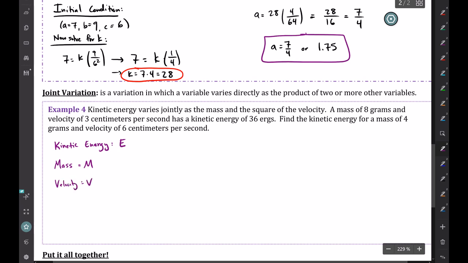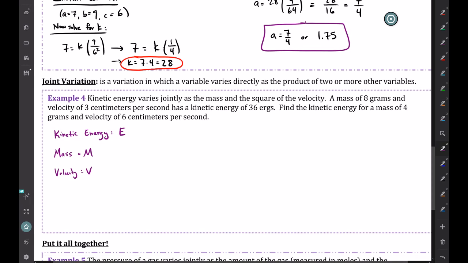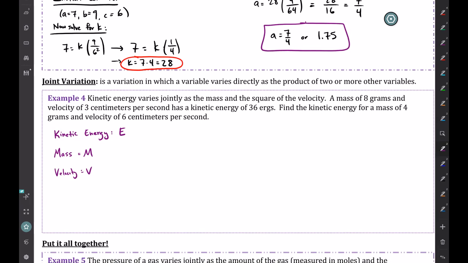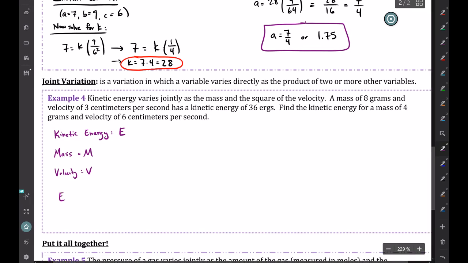And so now I'm looking for a joint variation. It says that energy E varies jointly, so I know I'm going to have a K there, as the mass and the square of the velocity. So that's M and then V squared. So E equals K times M times V squared. That should be my equation. Okay, so that's just direct variation, but now we have a product M times V squared. So we have a product of more than one variable there.